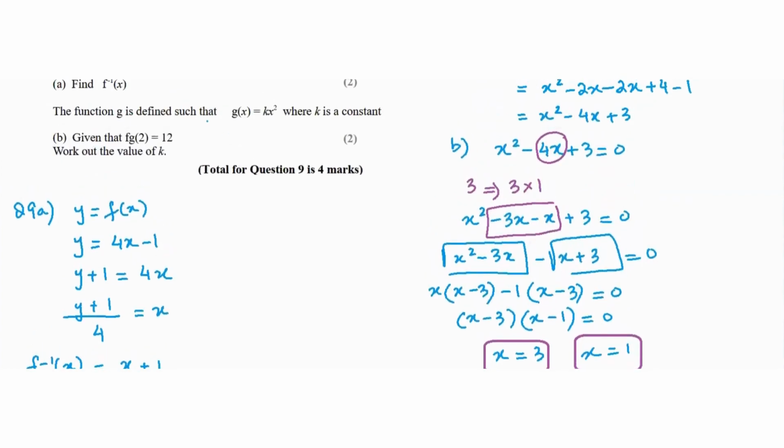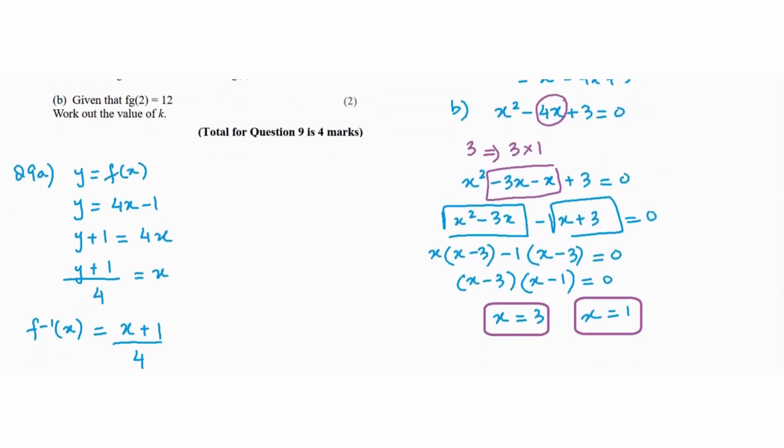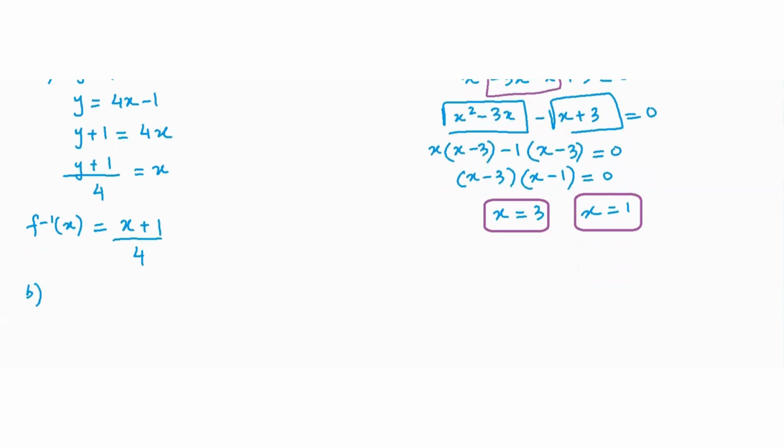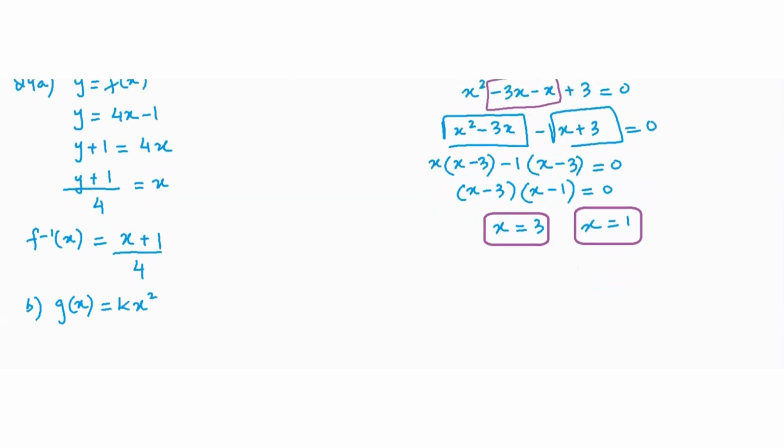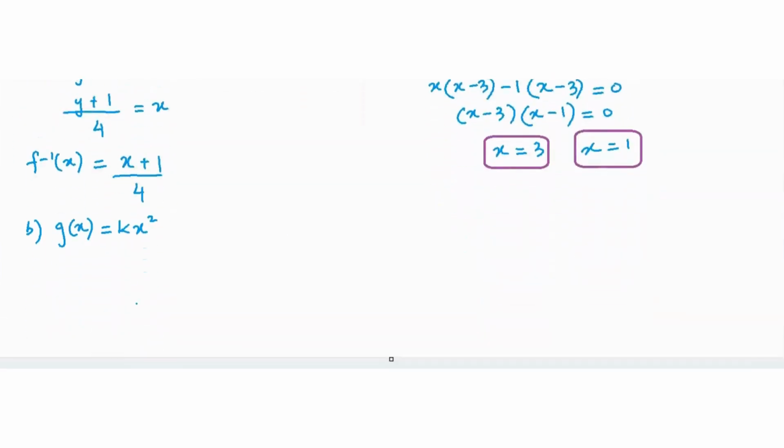Then it says g is defined as g of x equals kx squared, where k is a constant. Given that f of g2 is equal to 12, work out the value of k. So g of x is kx squared. And f of g2 is equal to 12. So if we find g2, that's going to be k times 2 squared, because x gets replaced by 2, which is going to give us 4k.